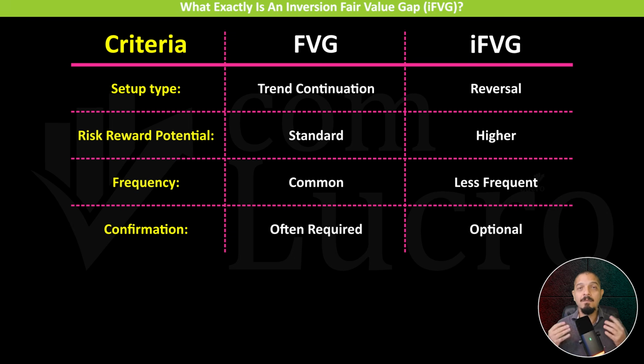That said, fair value gaps appear more frequently on the chart, whereas identifying a clean inversion FVG that meets all your criteria can be more challenging. In addition, once you identify a valid inversion fair value gap, you typically do not require extra confirmation to execute the trade.